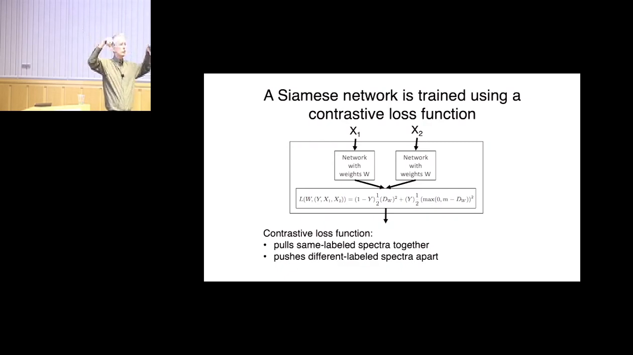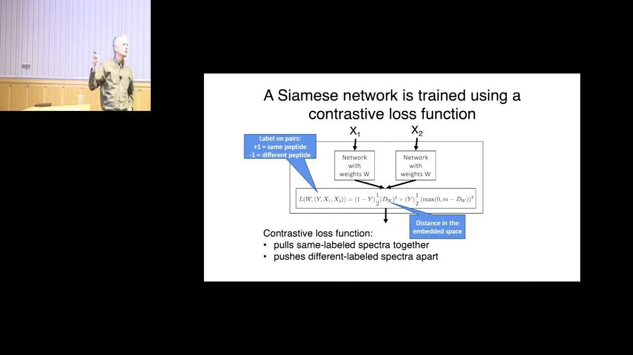They output two 32-dimensional vectors, which we then compute the Euclidean distance between, and we do this kind of contrastive loss on those. So mathematically, what you're seeing here is the label on a pair of spectra. +1 means they were generated by the same peptide. -1 means they were generated by different peptides. This is the distance in the embedded space that came out of these two networks. And then this is some pre-specified margin.